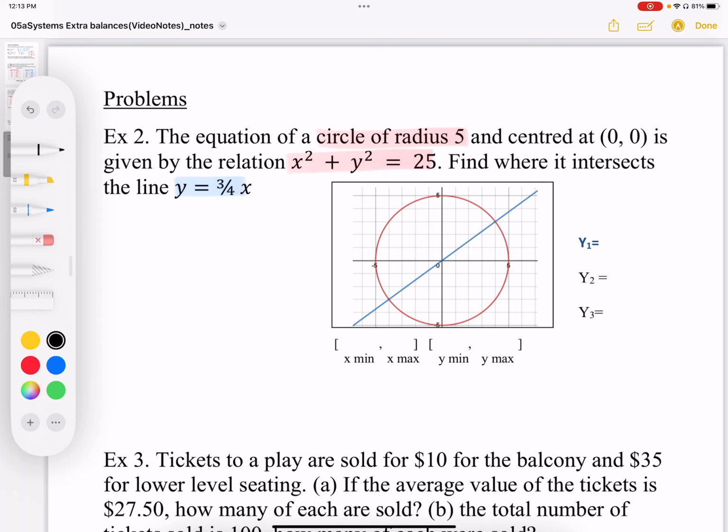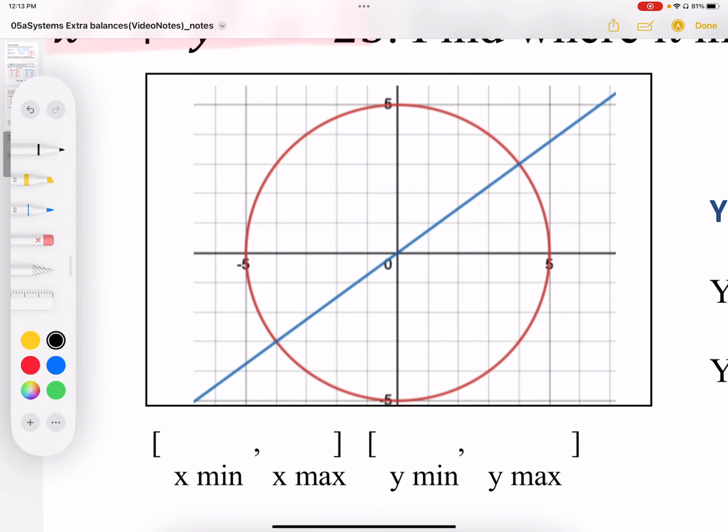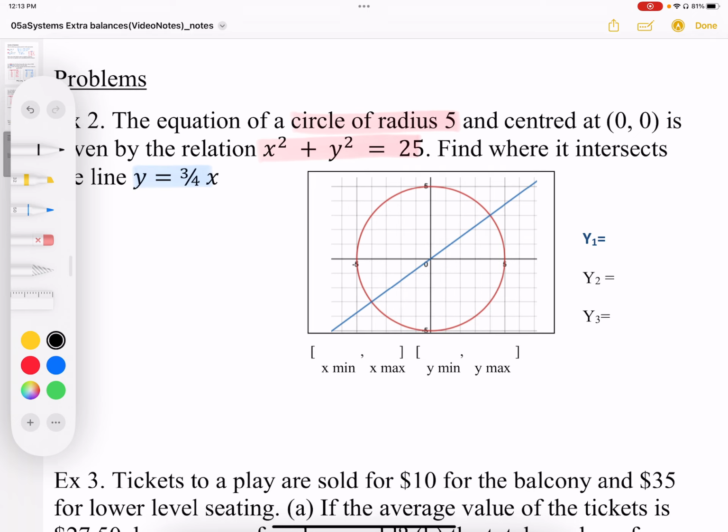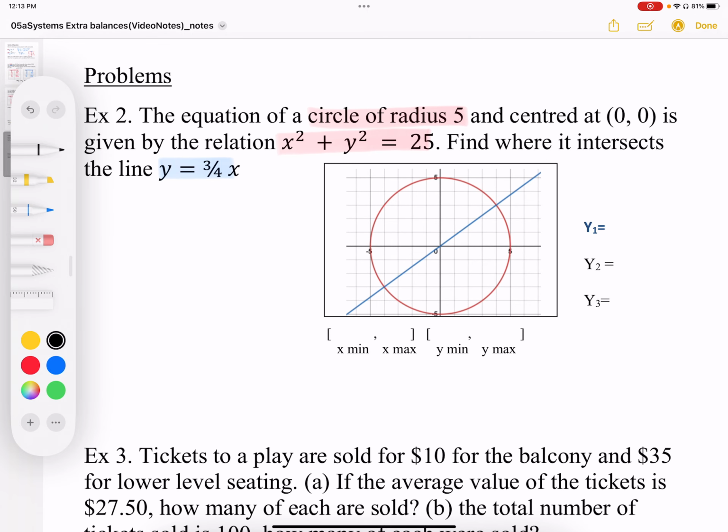For this next problem, we have an equation of a circle with radius 5. So notice I've drawn a circle here with radius 5 on the xy plane, and its center is 0, 0. And it happens to have this equation, x squared plus y squared equals 25. So if I graph this onto Desmos, I'm going to get this red circle here.